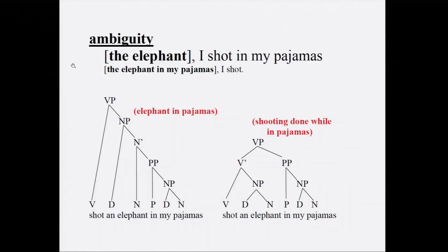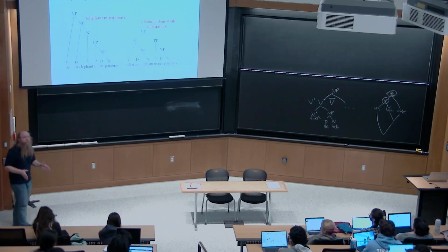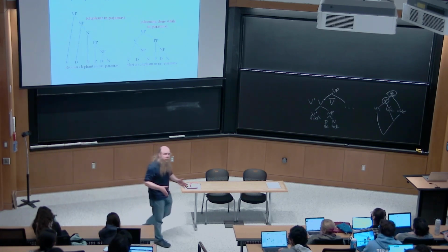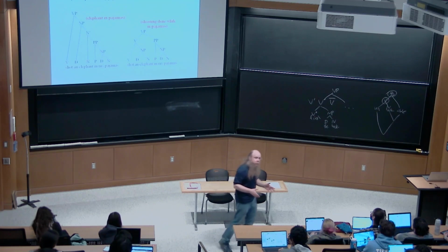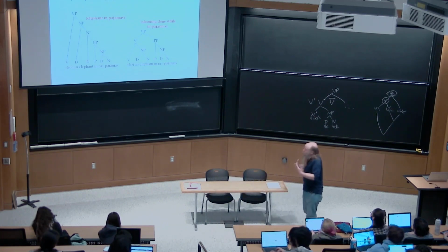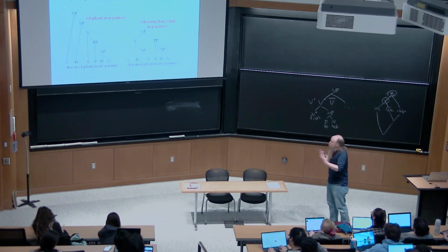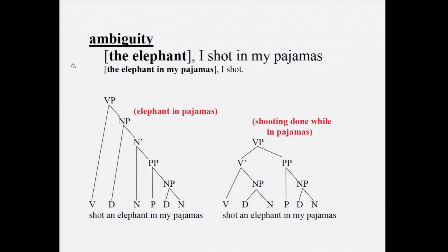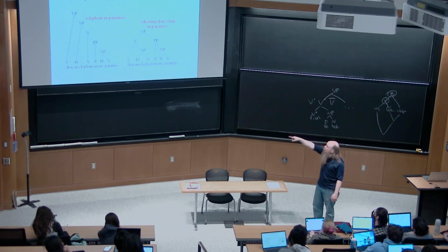Is there, in this tree, a constituent "an elephant" that doesn't have anything else in it? Several of you are appropriately shaking your heads, right? There are nodes that are above the words "an elephant." There's a D that's above "an," there's an N that's above "elephant," and there's an NP up there, which has "an elephant" as part of it, but it also has "in my pajamas." So in the tree on the left, there's no constituent "an elephant."